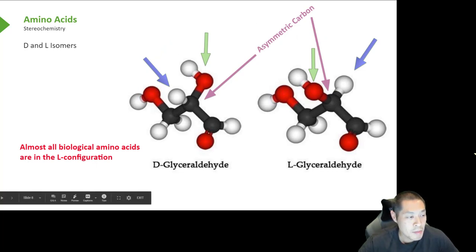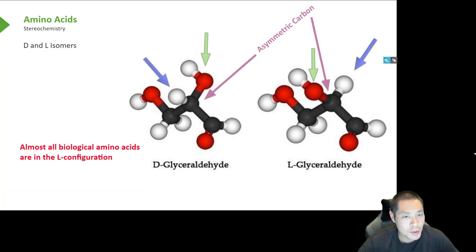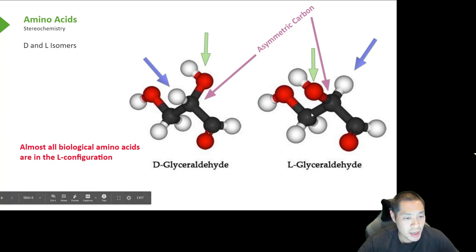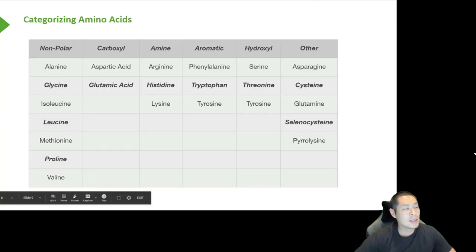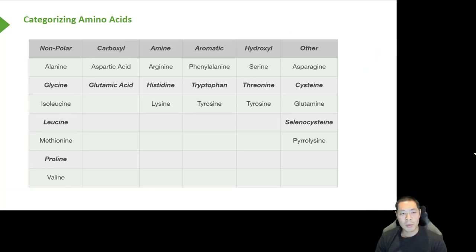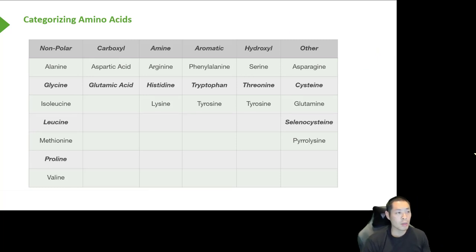Most living things are going to be in the L configuration. So if you get something in the D, most likely you cannot use it. So when we have food, all our food's going to be in the L. Here's a good summary of what we're going to talk about. I'm going to try to categorize all the amino acids as nonpolar, carboxyl group, amine group, aromatic, or hydroxyl group. And then we have others.